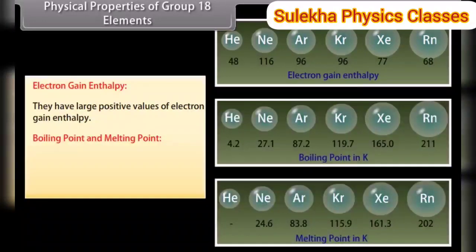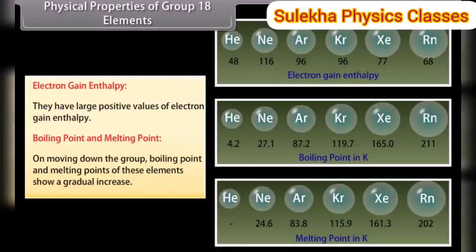Boiling point and melting point. On moving down the group, the boiling points and melting points of these elements show a gradual increase due to the corresponding increase in the magnitude of the van der Waals forces of attraction.